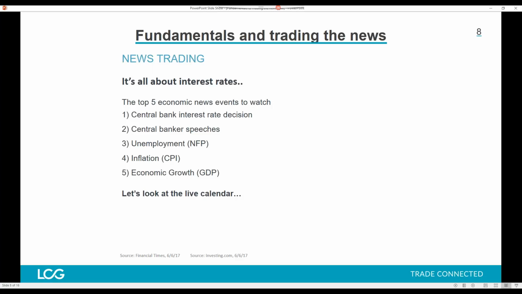Last but not least, it's the most obvious one really, economic growth. Again, if the economy is performing well, it just means it's more likely for the central bank to raise rates in reaction to that.